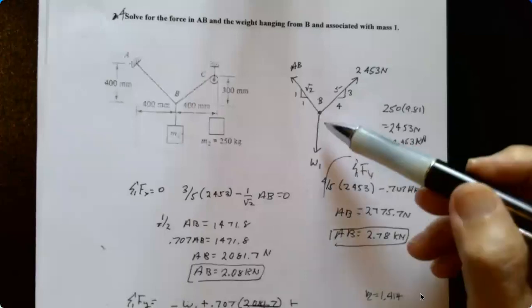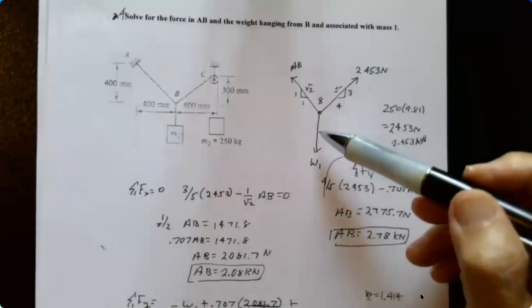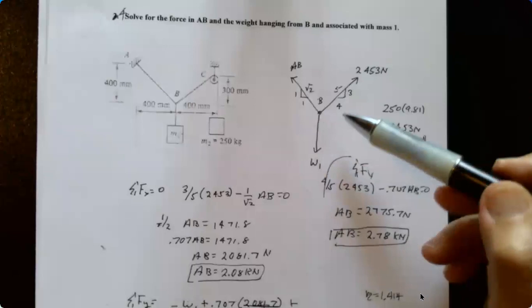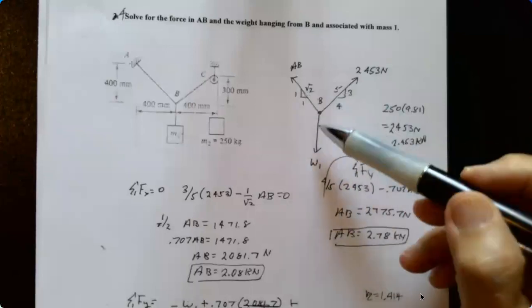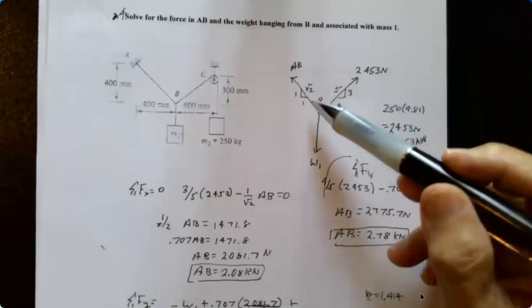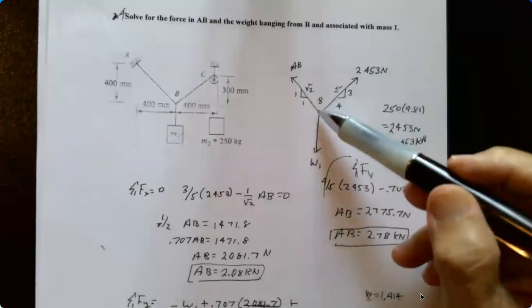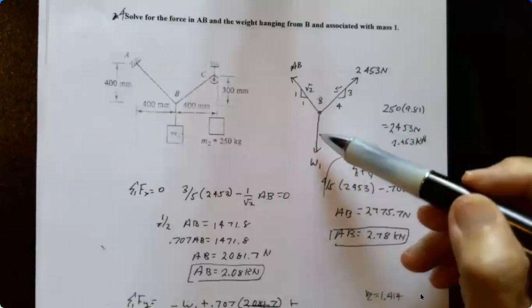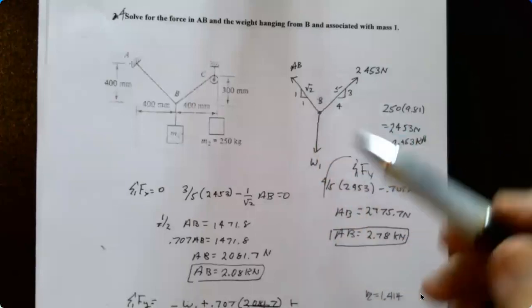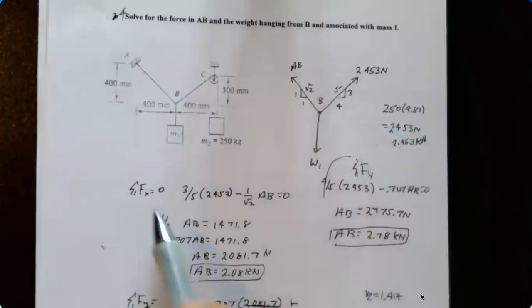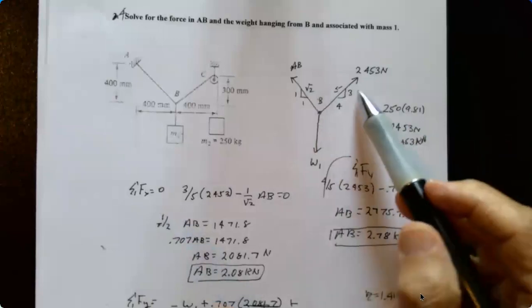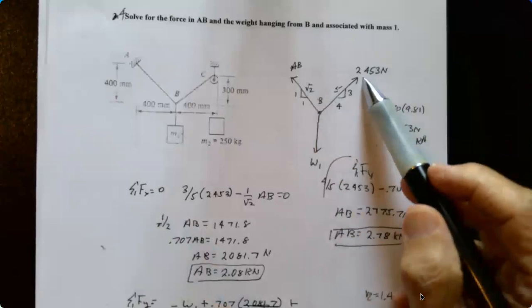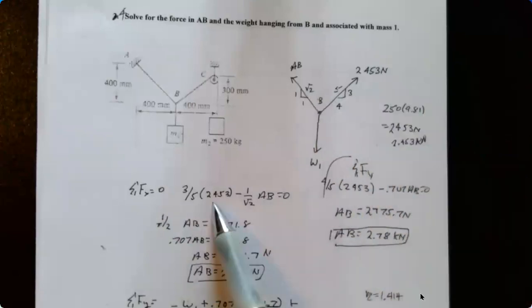And then where are you going to start? Well, you could do the x's, probably you need to do that first because you need to get the y component to do the weight 1. So I did sum of forces in the x equal to 0. So it's 3/5 of the 2,453 newtons.